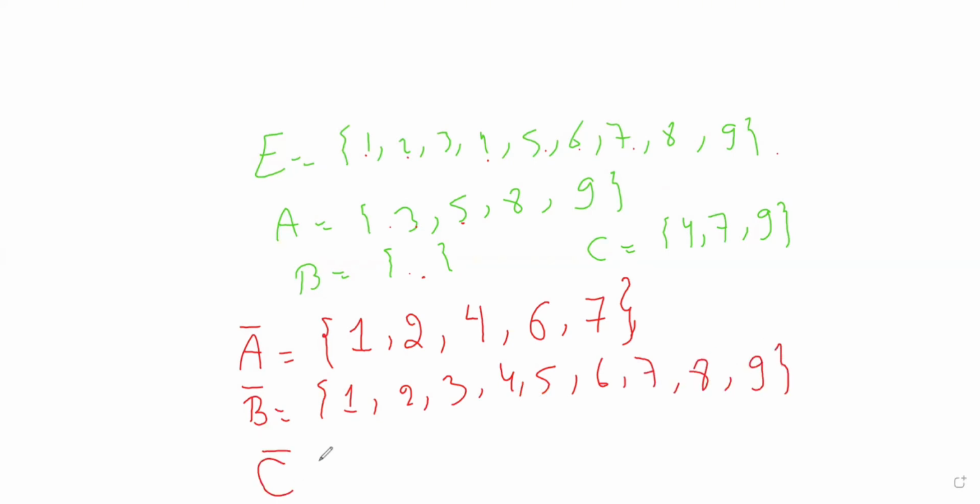For the last one, C bar, the complement of C: 1, 2, 3 are not in C, so we should write them. 1, 2, 3. 4 is in C, so we shouldn't write it. 5 and 6 are not in C. 7 is already in C. 8 is not in C. 9 is found in C, so we shouldn't write it. So this is the last element, which is 8. Okay, so this is the end of our video.